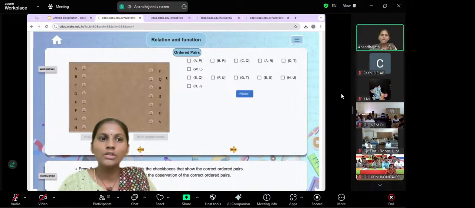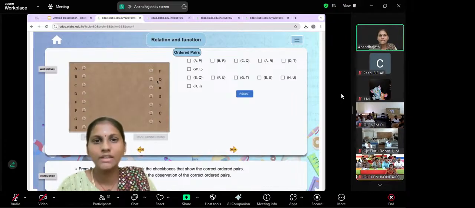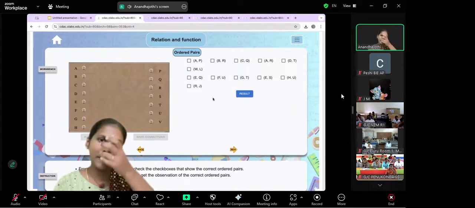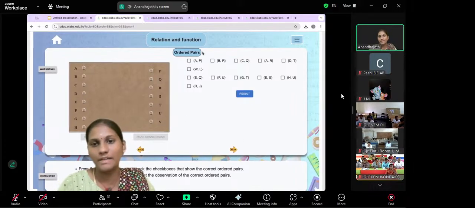Okay. So see, on the left hand side there are alphabets from A to H. On the right hand side there are alphabets from P to V. So this simulation is about ordered pairs. See, here A and P is given. On the left hand side we have A, on the right hand side P. So it is a proper ordered pair. So when we click this, it can make connections.